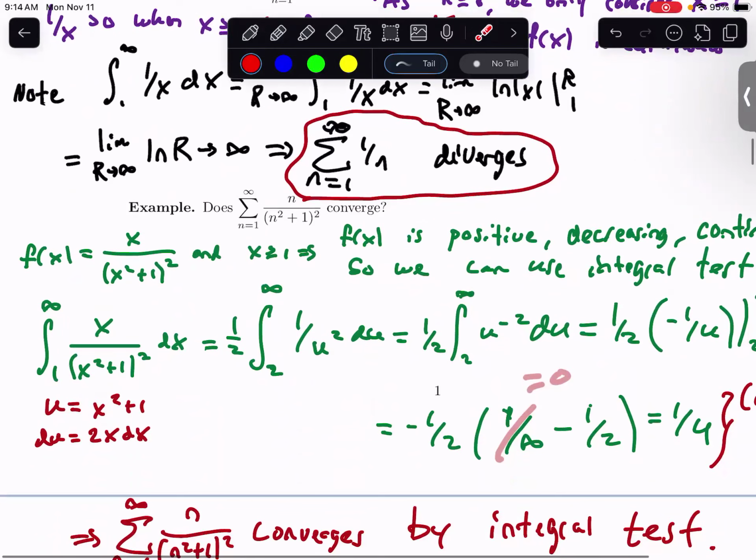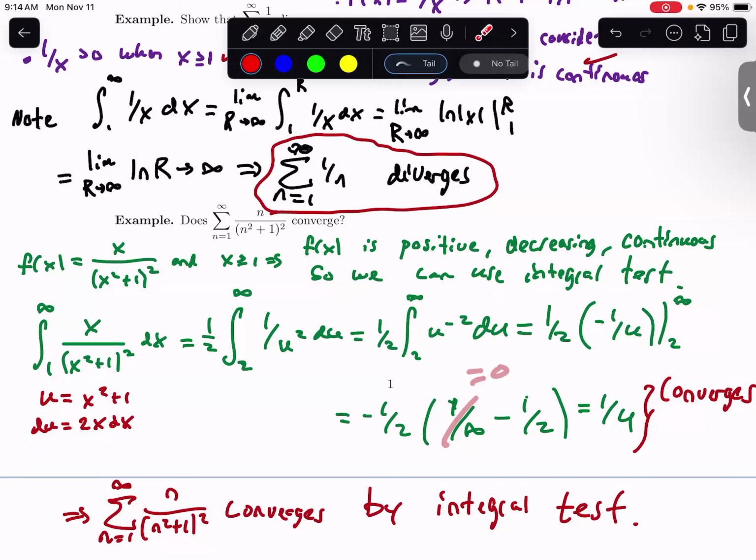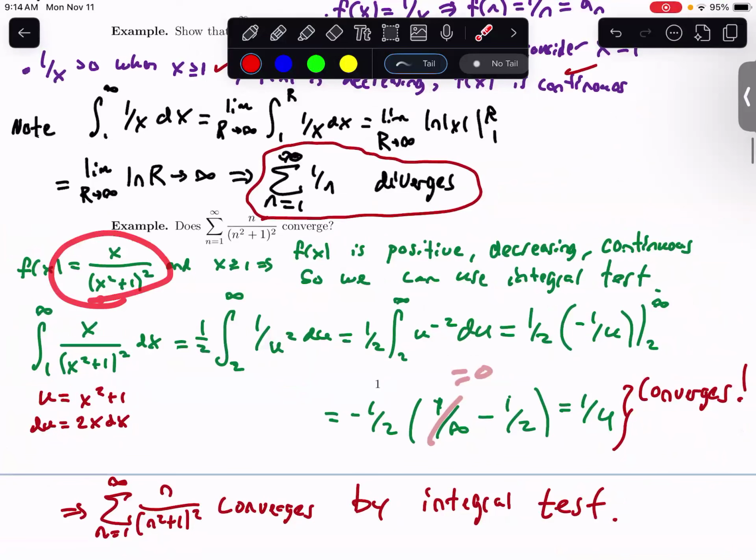And then similarly, for the next problem, we were able to show that this series ends up converging due to the fact that this integral ends up converging, right? We showed that the integral of this function ends up being equal to 1 over 4. That doesn't mean that the actual series converges to 1 over 4. It just means that the series converges. We don't know what this converges to yet. We'll see later on.